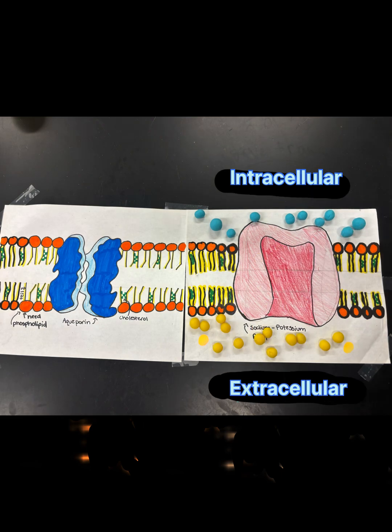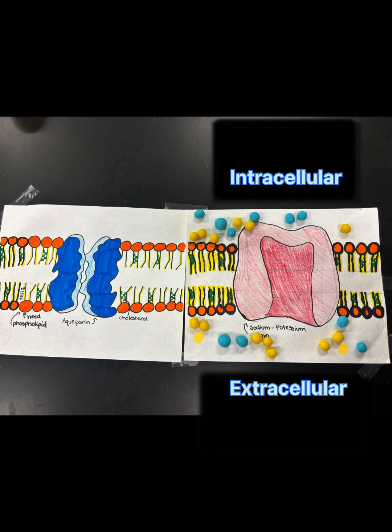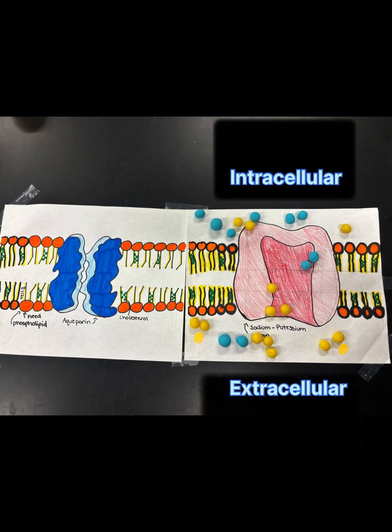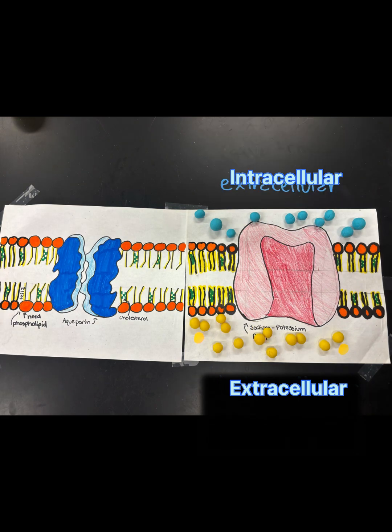In this case, the high concentration for sodium is on the outside of the cell, and the high concentration for potassium is on the inside of the cell. The sodium-potassium pump is important because it keeps the necessary gradient of ions inside and outside the cell.